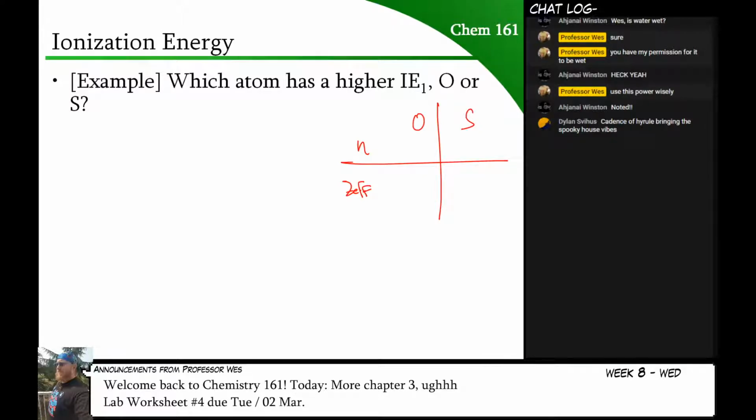All right. Do we have an answer? Or are we still playing catch up from yesterday's lecture? Which one is harder to remove an electron from?